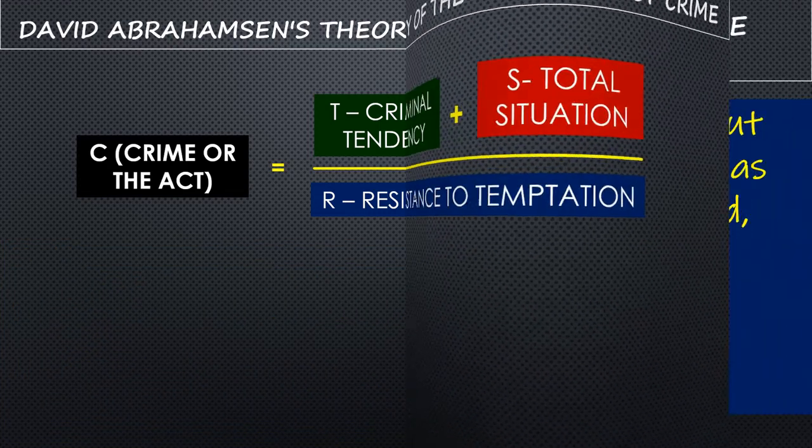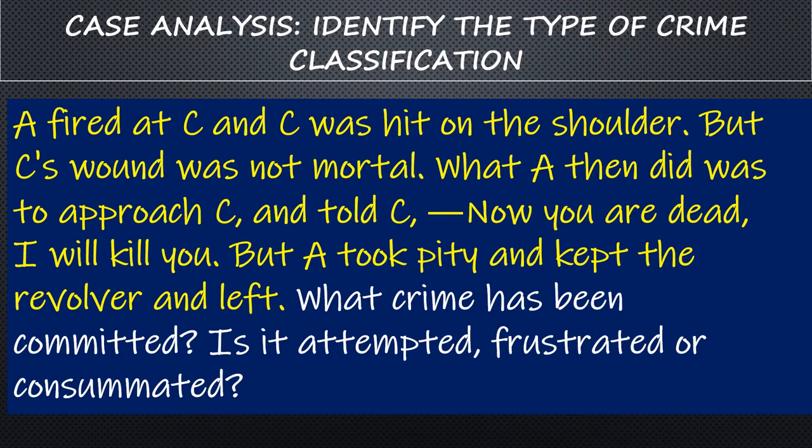So in your module, you have that case analysis. Identify the type of crime classification. A fired at C and C was hit on the shoulder. But C's wound was not mortal, meaning it will not cause death. But what A then did was to approach C and tell C, "Now you are dead. I will kill you."